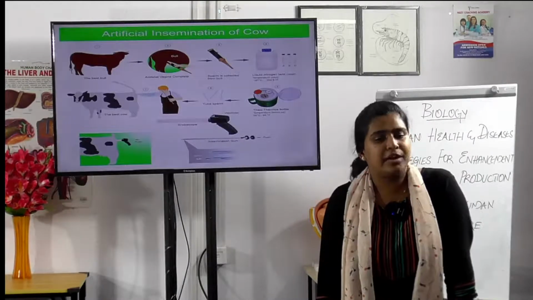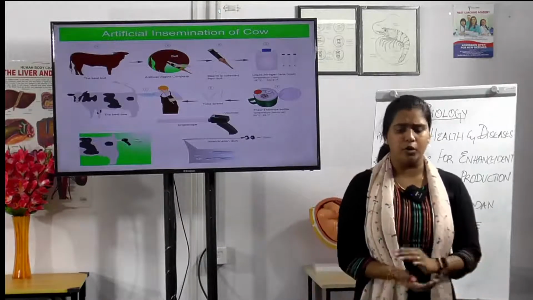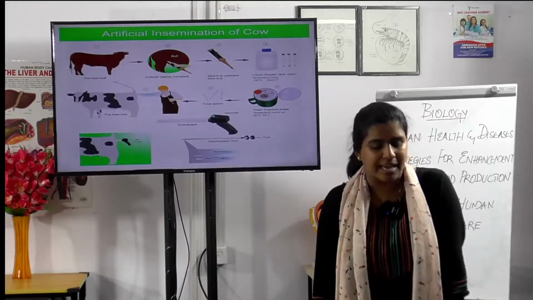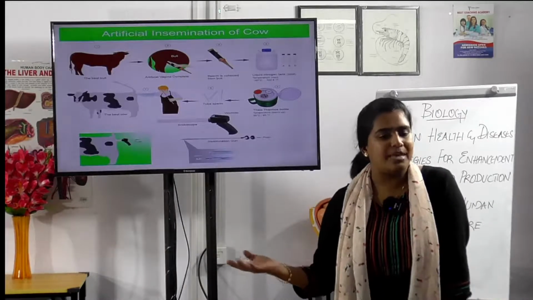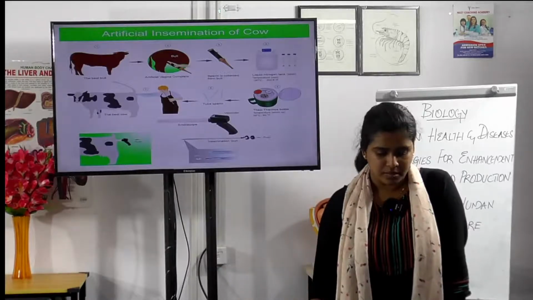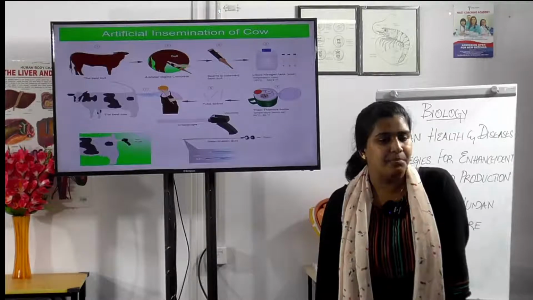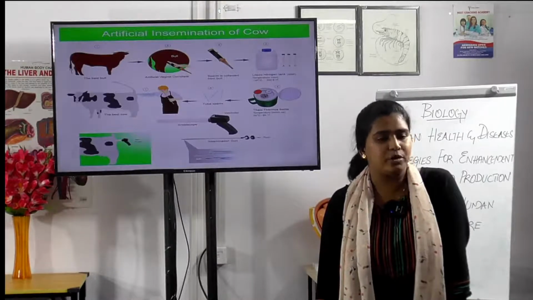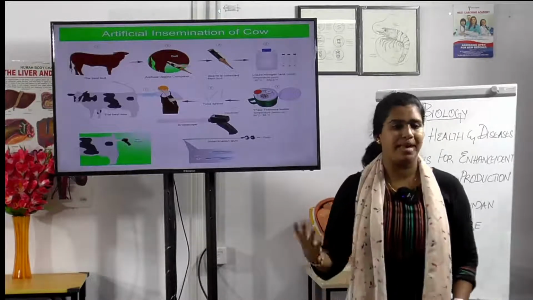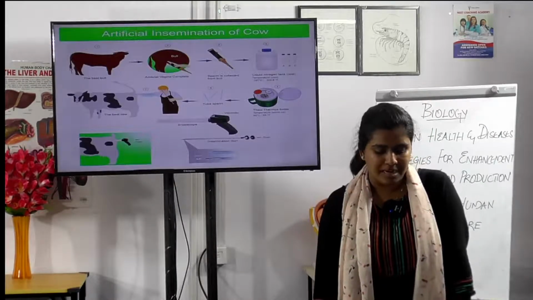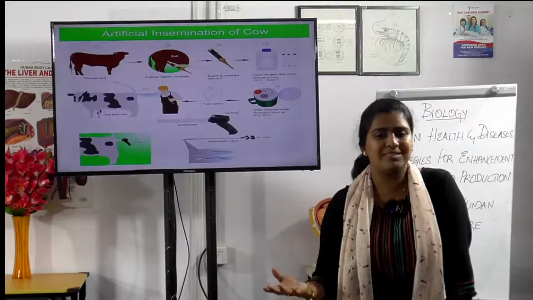But the success rate of this artificial insemination is very low, though it has some advantages. The semen collected can be used immediately or can be stored and used later also. The semen from a desired breed can be easily transported in frozen form from distant places to where the female is available. And it also helps in overcoming several problems in normal mating.